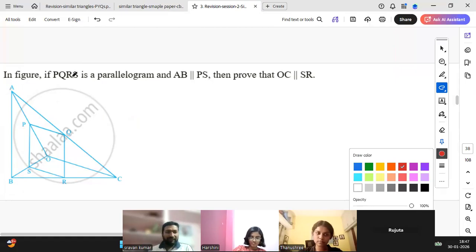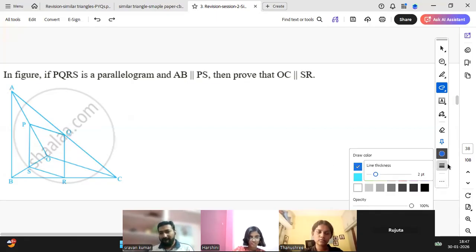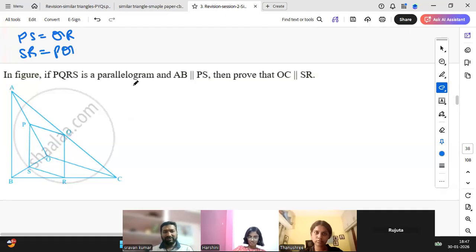Okay, so in the figure, PQRS is a parallelogram. Whenever I see a parallelogram, I'll not see the question, I'll just see PQRS as a parallelogram. So PS equal to QR and SR equal to PQ. Okay, so only this statement I have seen.